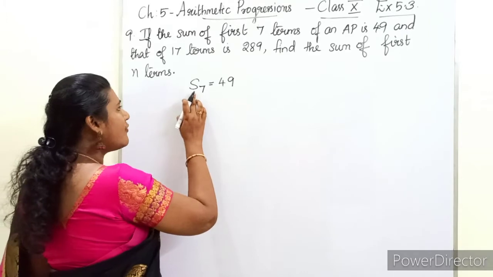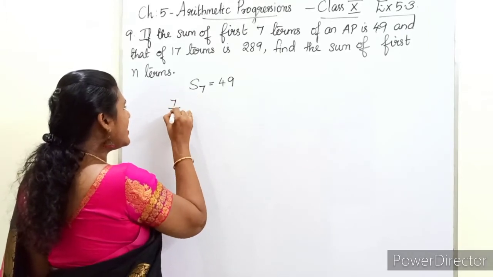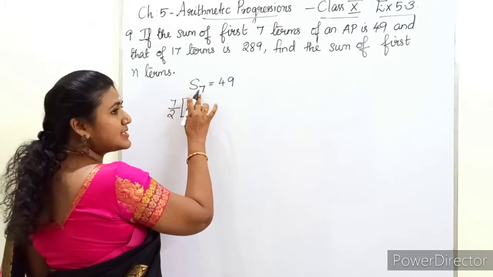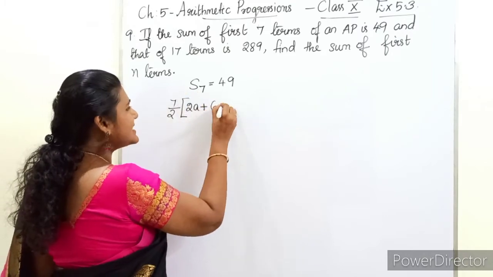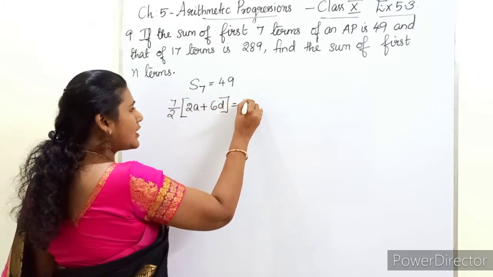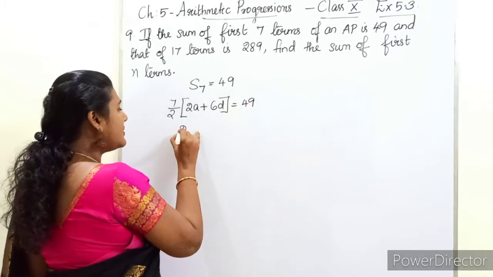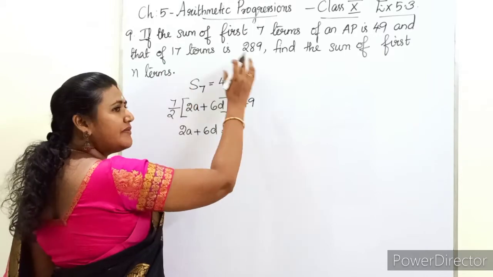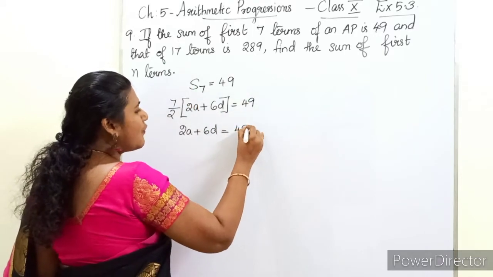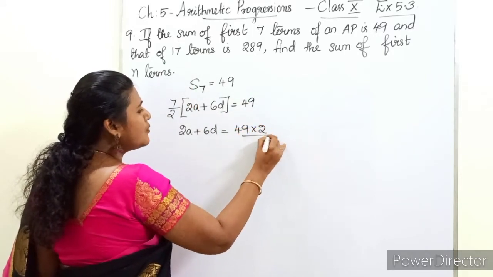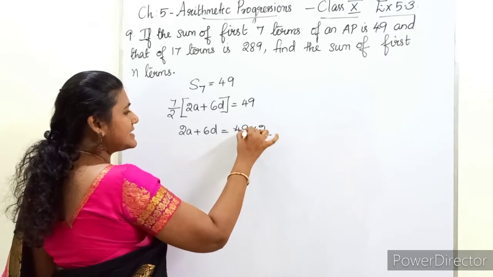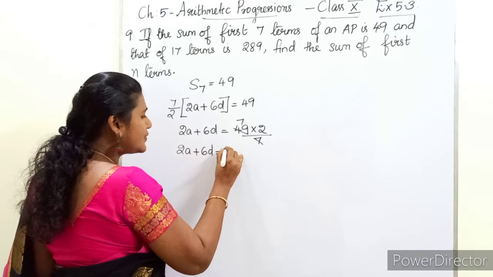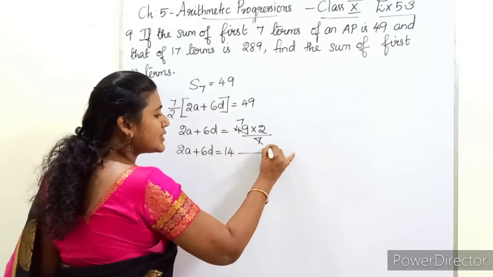What is the formula for S7? 7 by 2 into 2a plus n minus 1, that is 7 minus 1, 6d, is equal to 49. From this, 2a plus 6d is equal to, this 7 by 2 we will bring to the right side, so 49 into 2 by 7. We can cancel these two. So 2a plus 6d is equal to 14. This is the first equation.